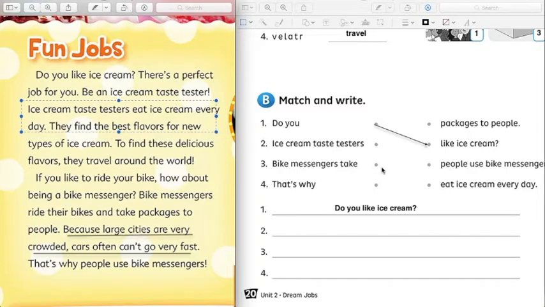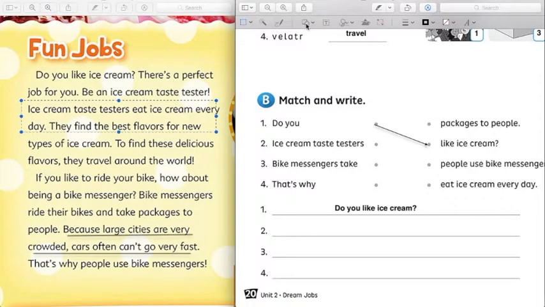All right. So we know which one it is. So ice cream taste testers eat ice cream every day. So let's go ahead and write that down. Ice cream taste testers eat ice cream every day, period. All right, there you go.